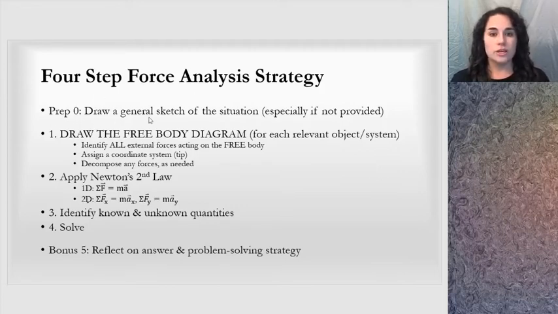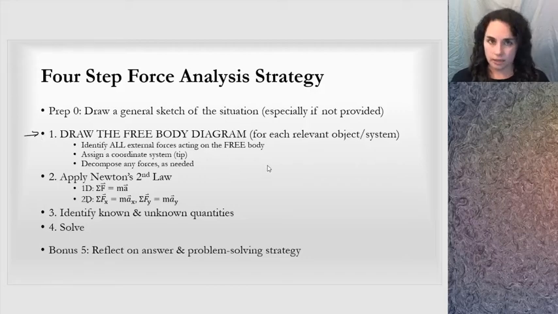Of course, the first thing is to draw a general sketch of the situation, especially if it's not provided. And this allows you to kind of encode the problem, see what's going on, and also evaluate your assumptions. Are you assuming there's motion? Are you assuming there's friction? There are many assumptions that might come out in encoding the general sketch that would have implications for drawing the free body diagram, which is the first important step in here.